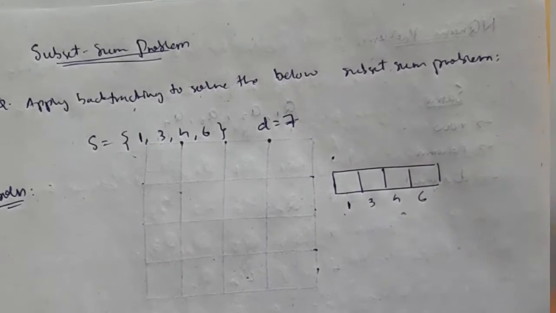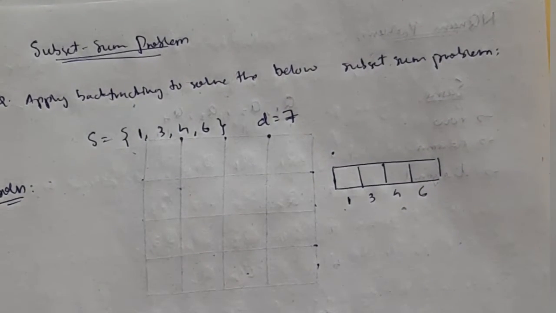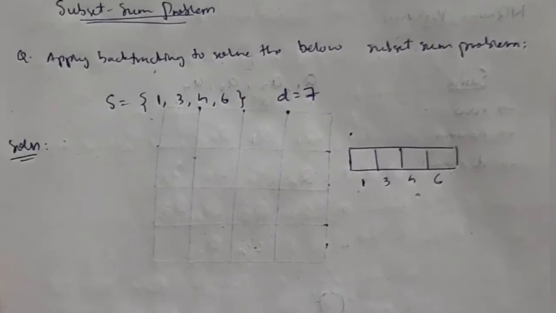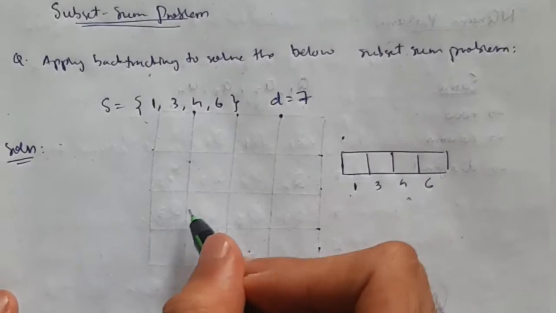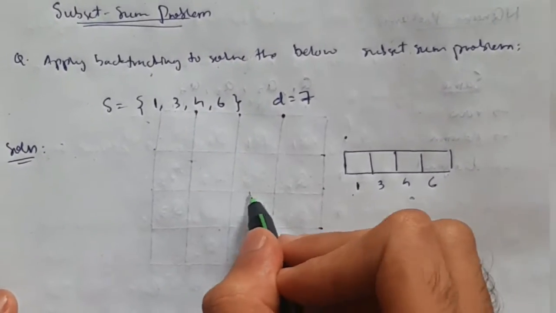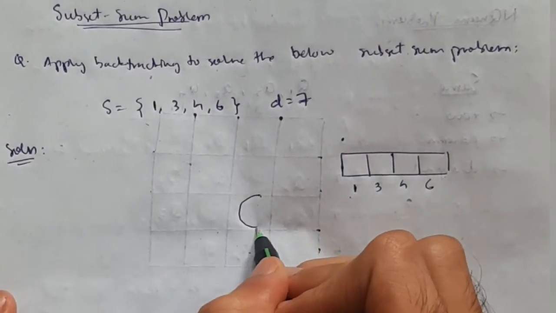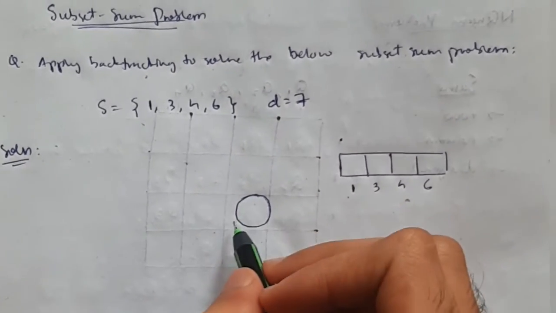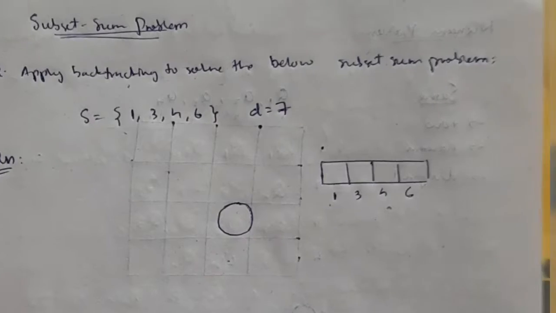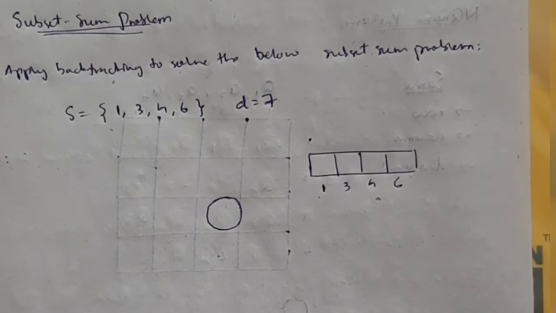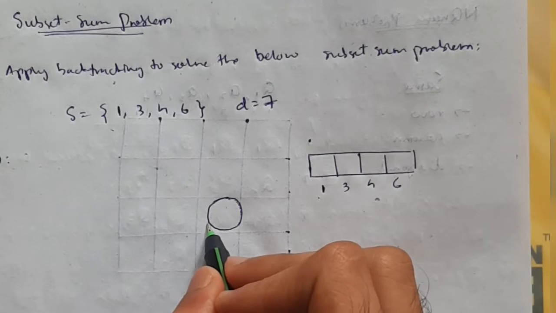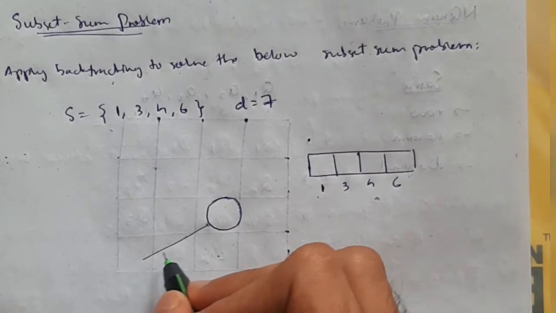Now let's see how to solve this using backtracking. See here, initially what we have to do is start from the, see it will be a big graph here, so manage space in advance. So see here, this is the root node which I have taken. So from here I can first select one or not select one, okay.